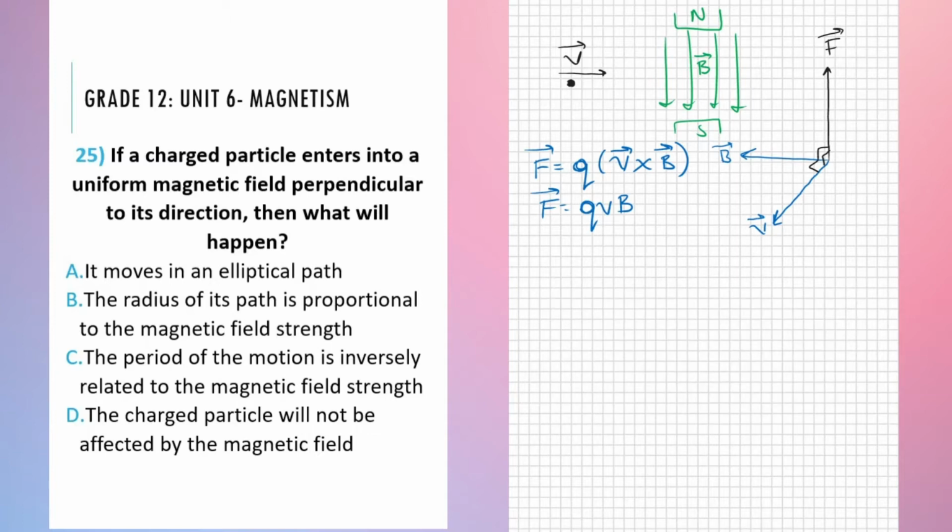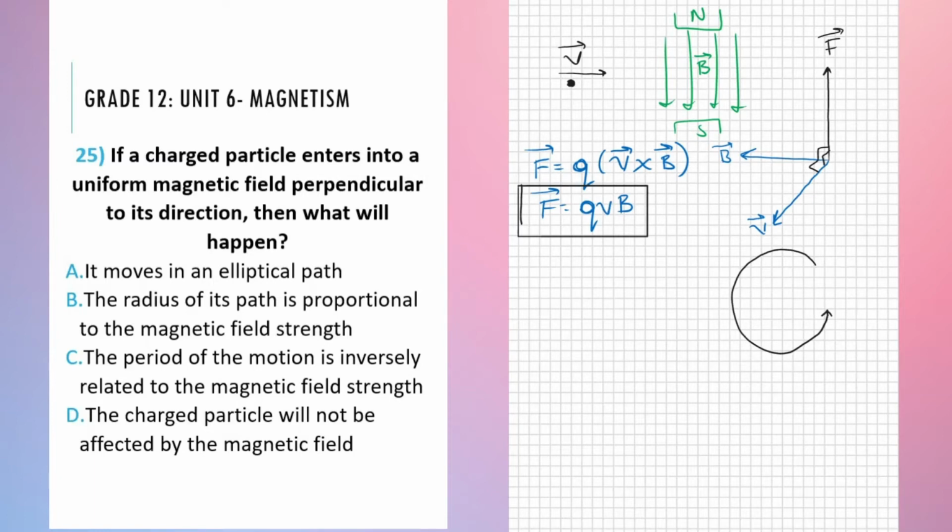Now, what does this say about the charged particle? Well, the charged particle will move. So choice D cannot be the answer. It will definitely be affected by a magnetic field. Charged particles are affected by a magnetic field with a force described by this formula here. Now, what kind of path or what kind of motion happens due to this force? Well, the motion is actually a circular motion. This force, caused by the presence of a charged particle in a magnetic field, causes a circular motion.